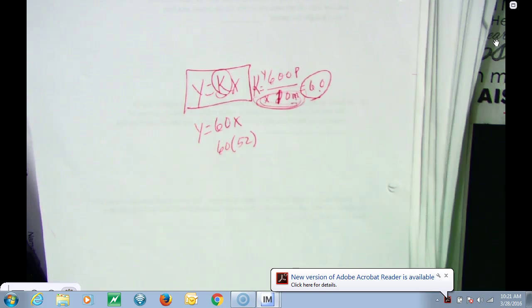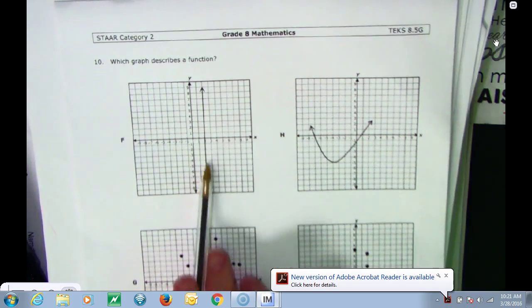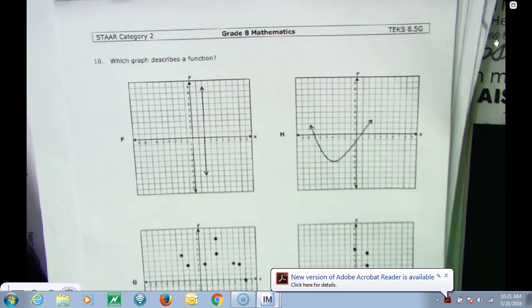So, are you getting your confidence up? You're thinking, oh man, I can do volume, I can do surface area, I can do functions, I can do simple interest, I can do compound interest. I hope so. Oh, I was going to ask you something. What is the equation on F? X equals 2. Great.